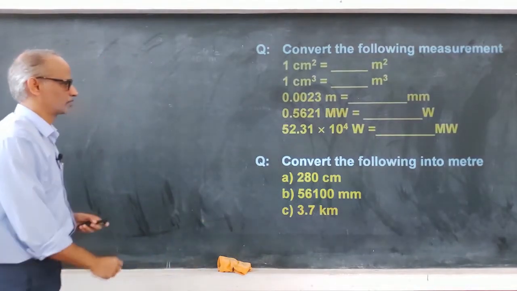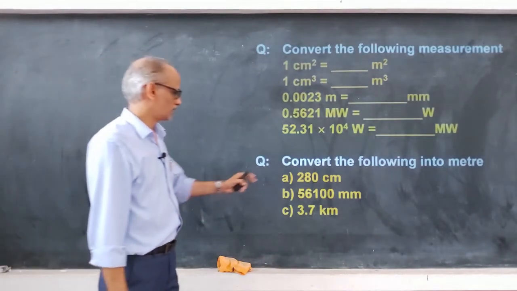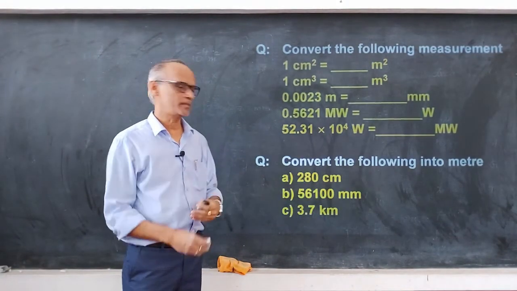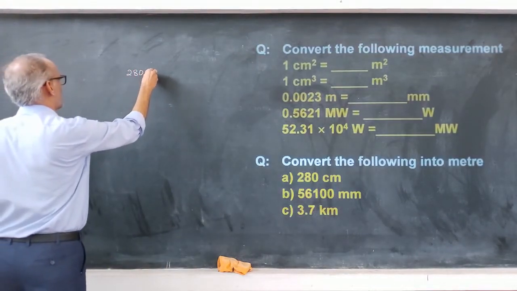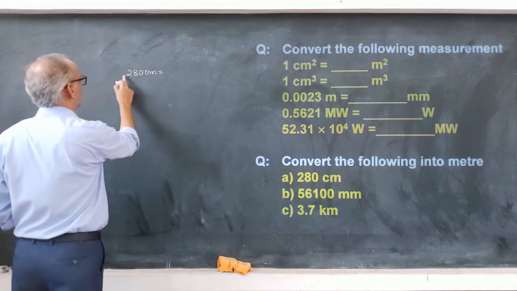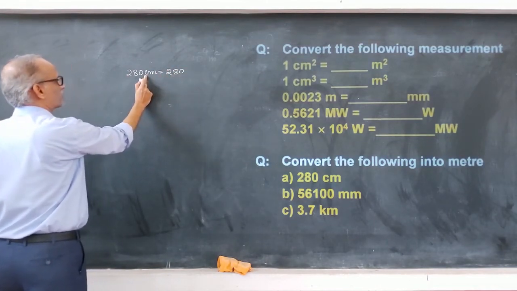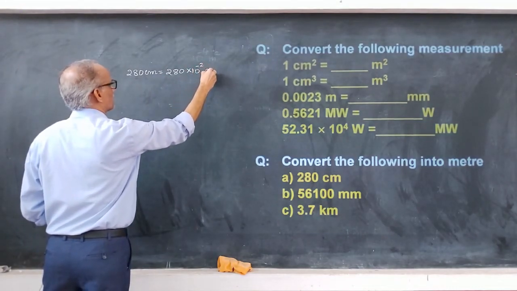Okay, let's go for the next question. Convert the following into meter. See, they are given in different units: centimeter, millimeter, kilometer. I have to convert into meter. So I'm going to start from here, 280 centimeter. Write the number as it is, 280. Do the conversion from centi. What is centi? 10 to the power minus 2, correct?